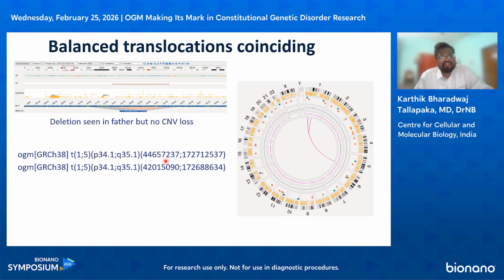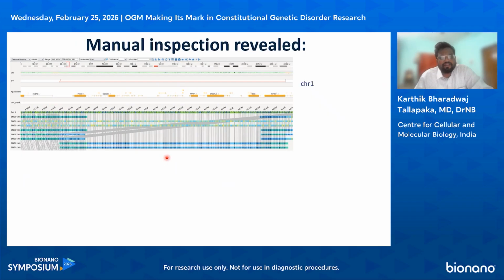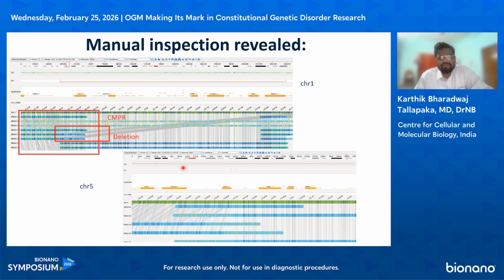So therefore, we concluded that, and of course, on manual inspection also, we can find the deleted elements or inserted elements which are being picked up on chromosome 1 and 5. And then we concluded that in the father, a segment of chromosome 1 got translocated to chromosome 5, and this segment carries the SLC2A1 gene, which results in GLUT1 deficiency syndrome. And when the deleted allele gets inherited, you have a deletion, whereas if the normal copy gets inherited, you have duplication in the proband.